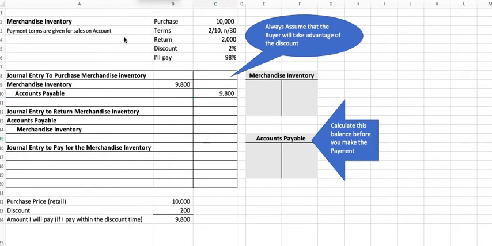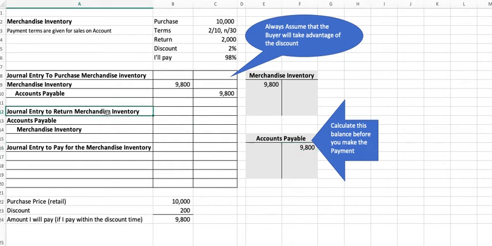Now we're going to assume that we decide to return some of this inventory. And so what we'll do is we'll return inventory, meaning that we don't have to pay for that amount that we returned. And we're going to credit merchandise inventory because we're going to send some merchandise inventory back. So before I figure out the number that goes here, let's go ahead and fill in our T accounts from the first journal entry. There was a debit to merchandise inventory of $9,800 and a credit to accounts payable for $9,800. That means that now we have an asset, inventory, worth $9,800, but we also have a liability because we have to pay for that of $9,800.